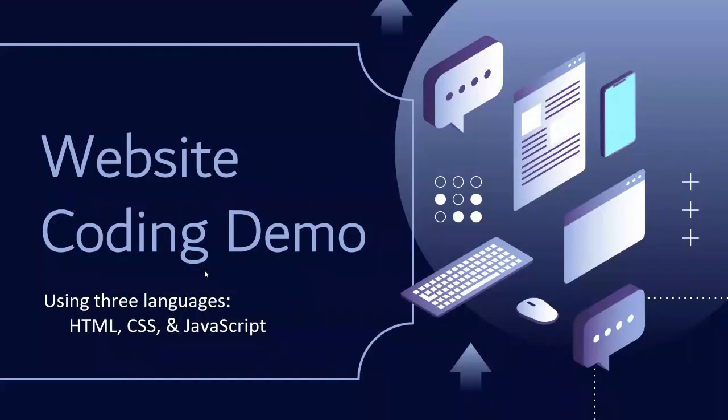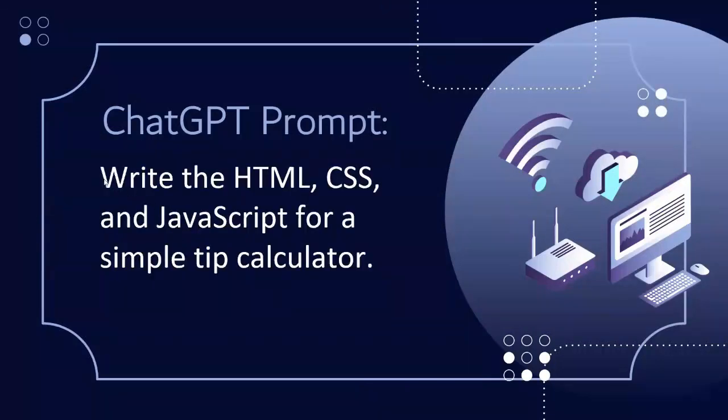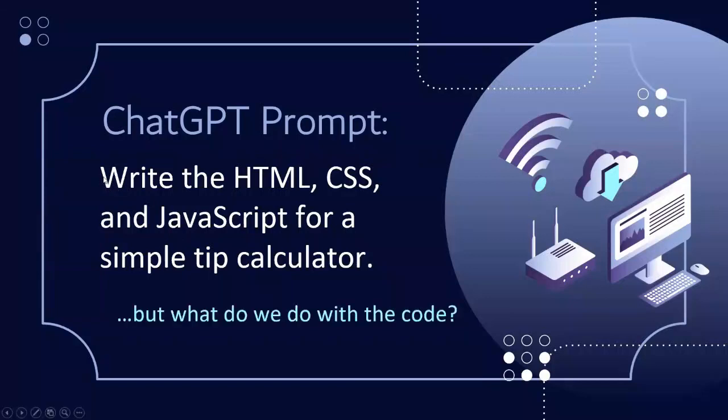Spoiler alert, it's not going to take us the whole way most of the time. Some kind of understanding of code is really necessary in order to get more advanced. But it can get us pretty far, and I think farther than most people have seen up to this date. So it's pretty spectacular. So the prompt that I am going to give it is, write the HTML, CSS, and JavaScript for a simple tip calculator. That is the program that I want to create today.